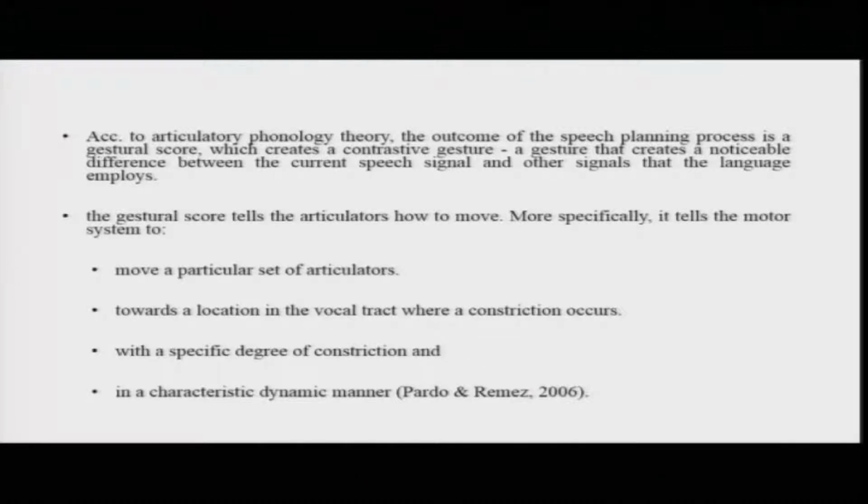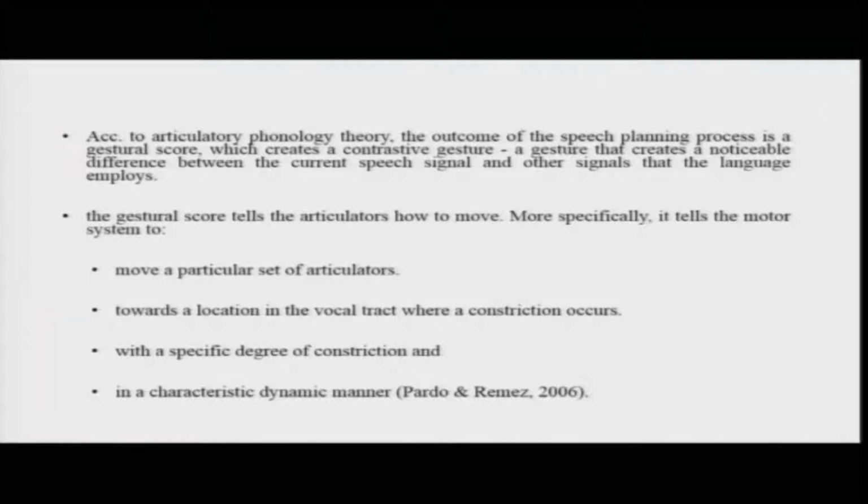Say, for example, you have dentals, labiodentals, alveolars, etc. Sounds are classified by which articulators are moved in producing those sounds. That is one. Another is the location in the vocal tract where a constriction occurs, so where the flow of air is blocked. That's also very important. Then there is the specific degree of restriction, whether it was partially stopped or completely stopped. Say B is completely stopped versus T is partially stopped, and in a characteristic dynamic manner.